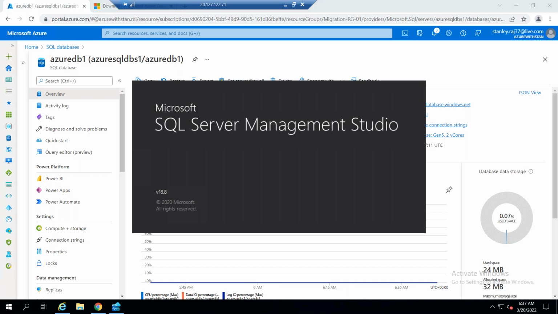Is there anyone with a database administration background in this class? Okay, interesting. So that's the reason the class is very quiet.